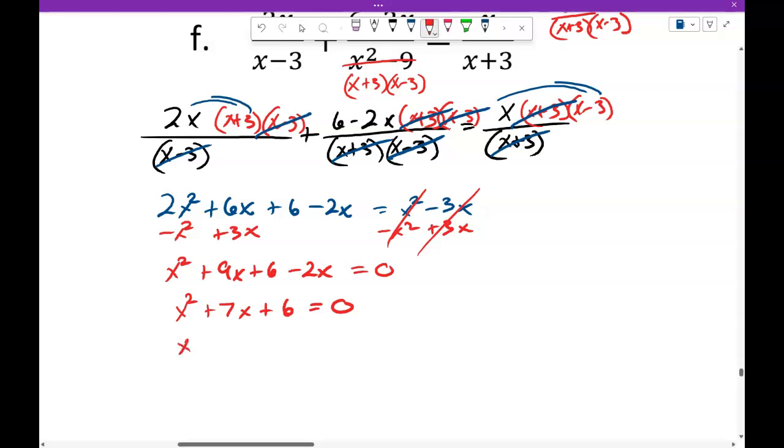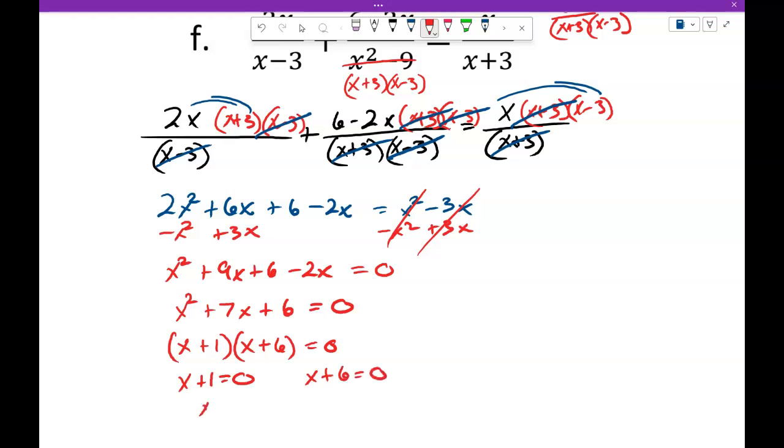We want to factor. A product of 6 and a sum of 7 is 6 and 1. We want to set both of these equal to 0. X equals negative 1 and x equals negative 6. Since neither of those would cause my denominator to equal 0, then we know that they're both valid solutions.